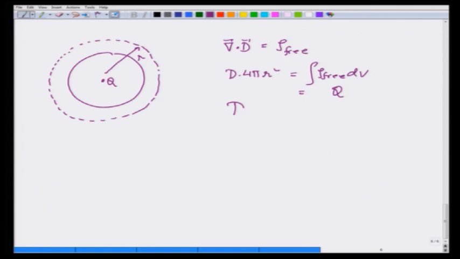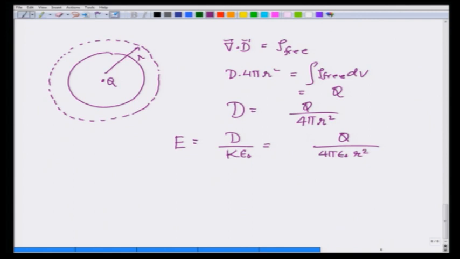So, that is my q, and therefore D comes out to be q over 4 pi r square, E will be D over k epsilon 0, which is going to be equal to q over 4 pi epsilon 0 r square, because k is equal to 1 outside, and the direction is obviously the radial direction. So, this is the same answer as we anticipated earlier by saying that the net bound charge is 0 when I include the surface and the point bound charge.